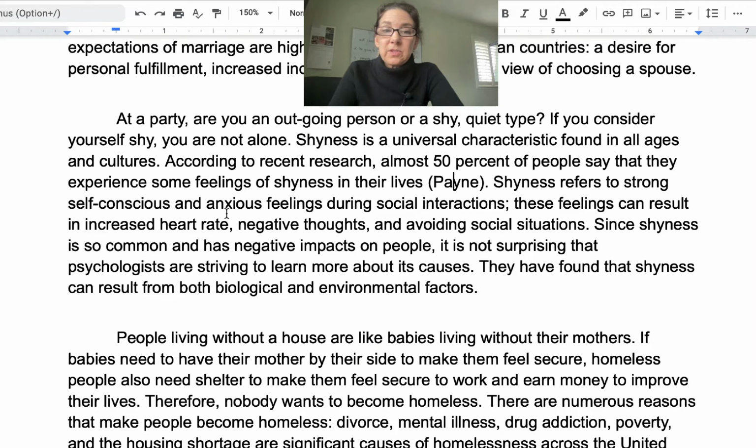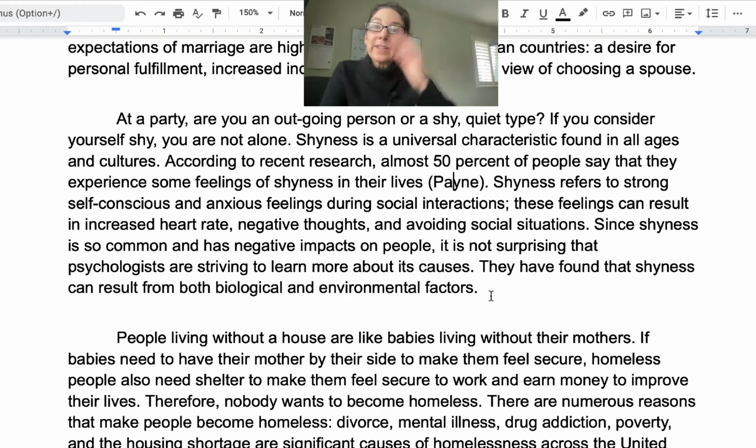Shyness refers to strong self-conscious and anxious feelings during social interactions. These feelings can result in increased heart rate, negative thoughts, and avoiding social situations. Since shyness is so common and has negative impacts on people, it is not surprising that psychologists are striving to learn more about its causes. They have found that shyness can result from both biological and environmental factors.